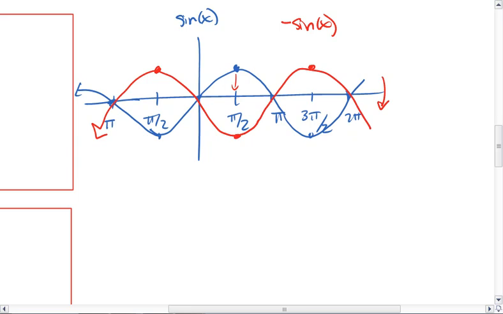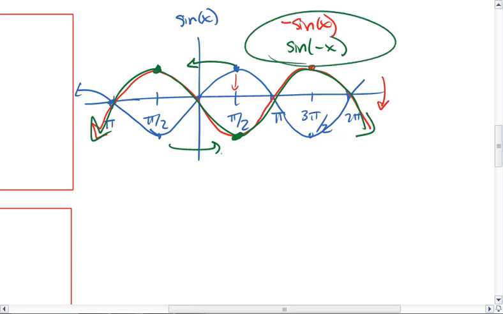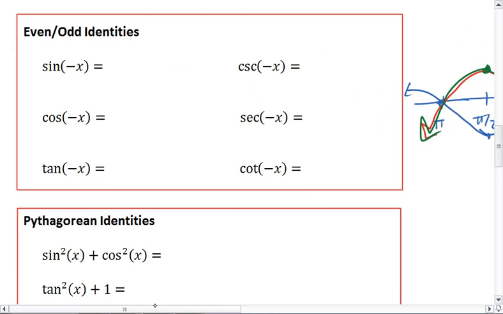Now I want you to imagine what happens if we were to reflect sine over the y-axis. So if we take this point and move it to the left, this point move it right. We'll take this blue point, move it all the way to the left. We actually end up with the same graph as the red. Thus, reflecting sine vertically and horizontally give us the same graphs. So sine of negative x is equal to negative sine of x.